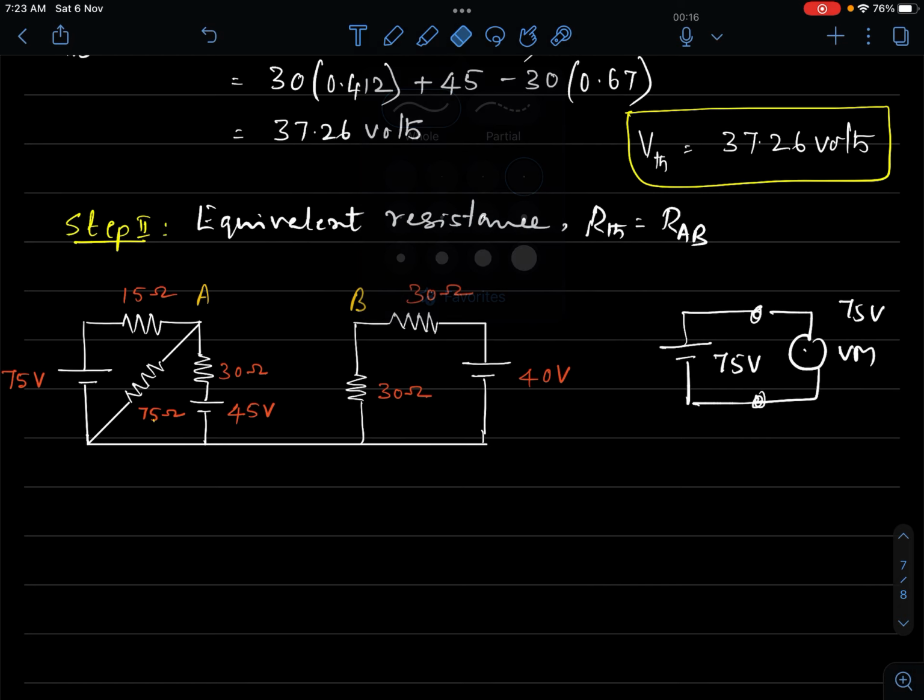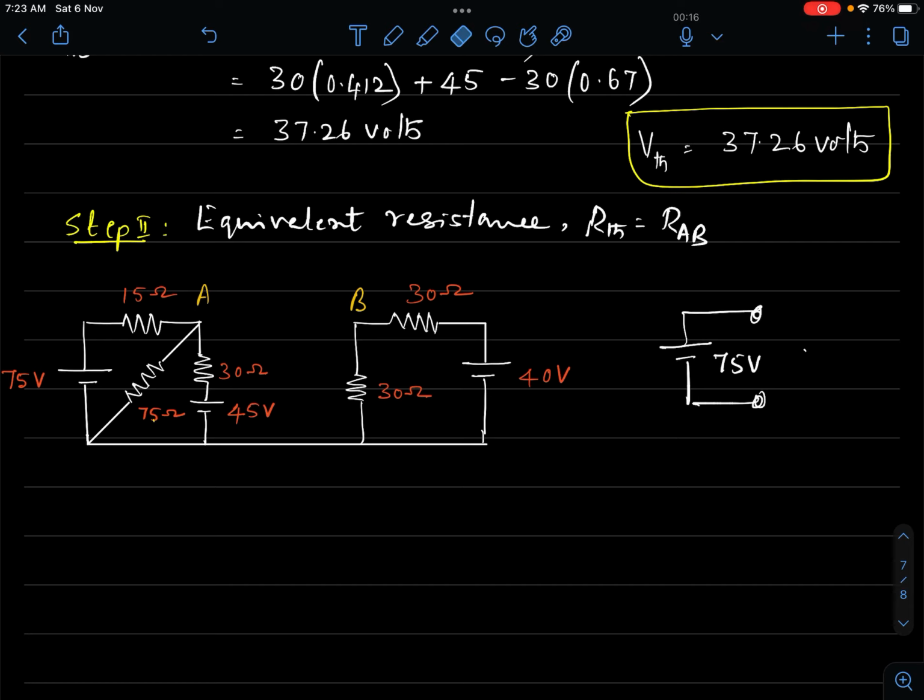So what do we mean by off condition of the source? Off condition of the source means instead of connecting a voltmeter which has enormous high resistance, we short it here.